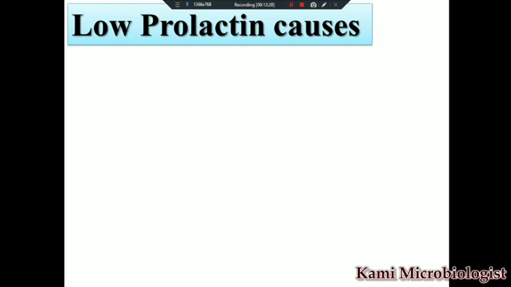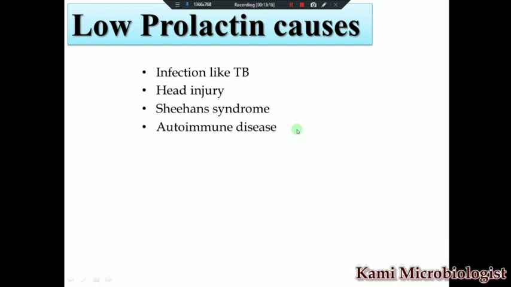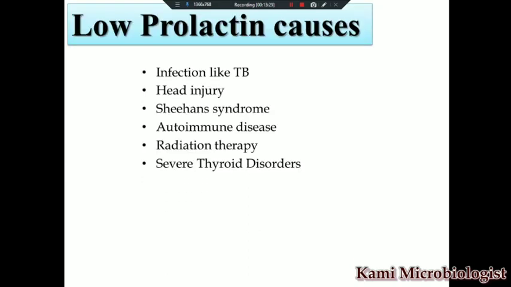Now let's see in which conditions the prolactin gets low in the body. The first is infection like TB, tuberculosis. Head injury: we know in the head there is a brain, and in the brain there is a pituitary gland, and when there is a head injury, obviously the prolactin level gets low. Sheehan syndrome. Sheehan syndrome is actually the necrosis of the pituitary gland. Next we have autoimmune disease, radiation therapy, severe thyroid disorder. So these are the main conditions in which the prolactin level gets low.